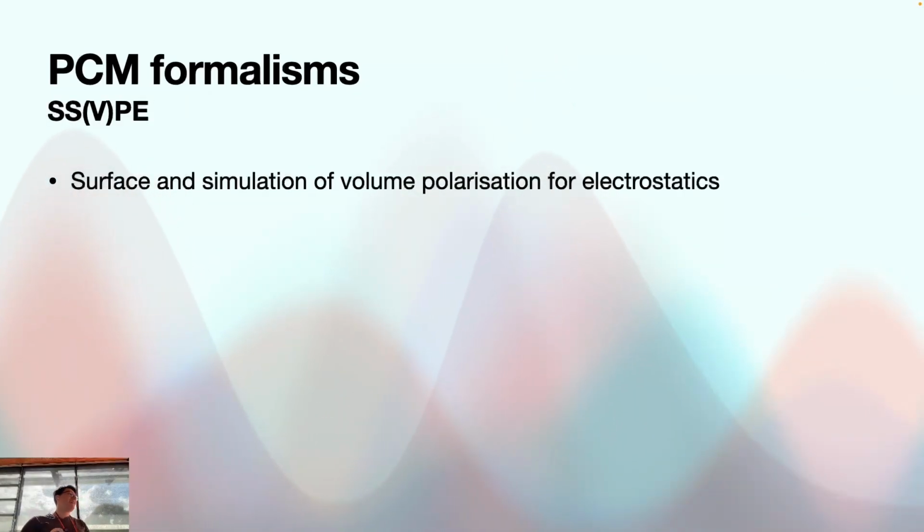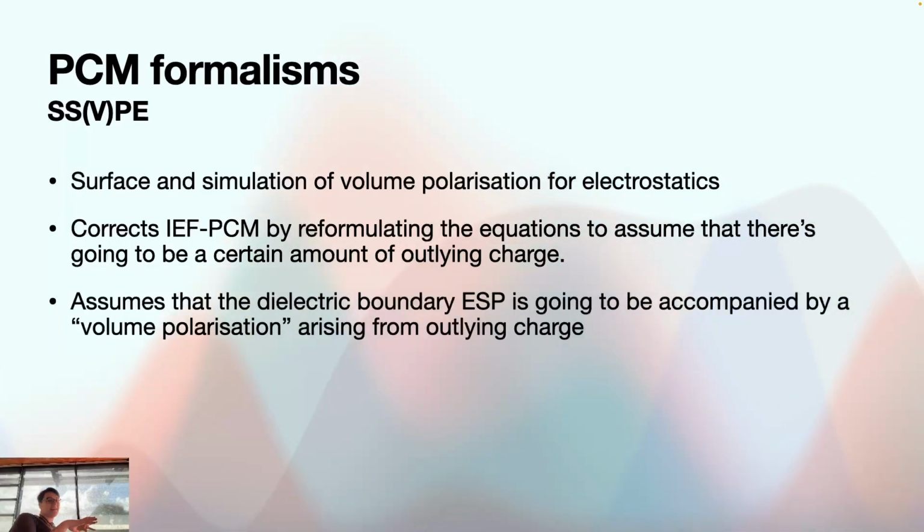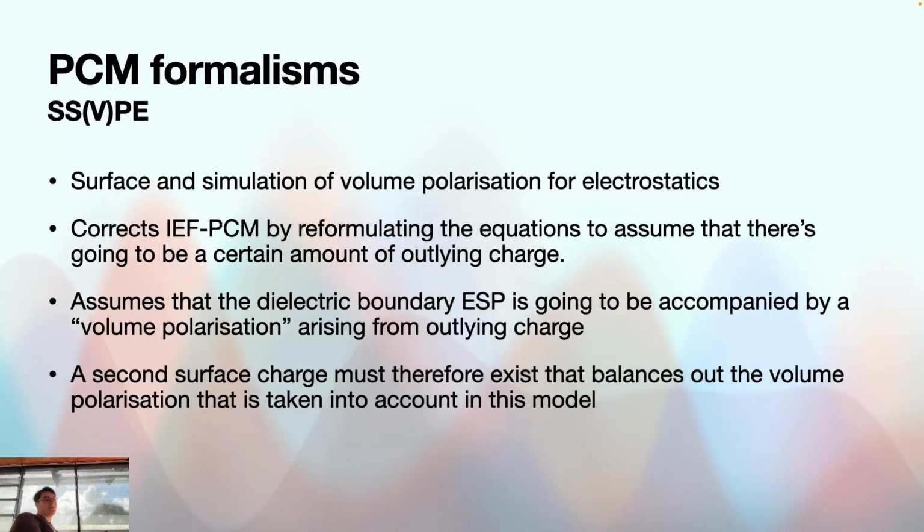So SS(V)PE takes this and corrects IEF-PCM by reformulating the equations to assume that there is going to be a certain amount of outlying charge. We know that, and it assumes that the dielectric boundary electrostatic potential is going to be accompanied by a volume polarization arising from this outlying charge. So a second surface charge must therefore exist that balances out the volume polarization.